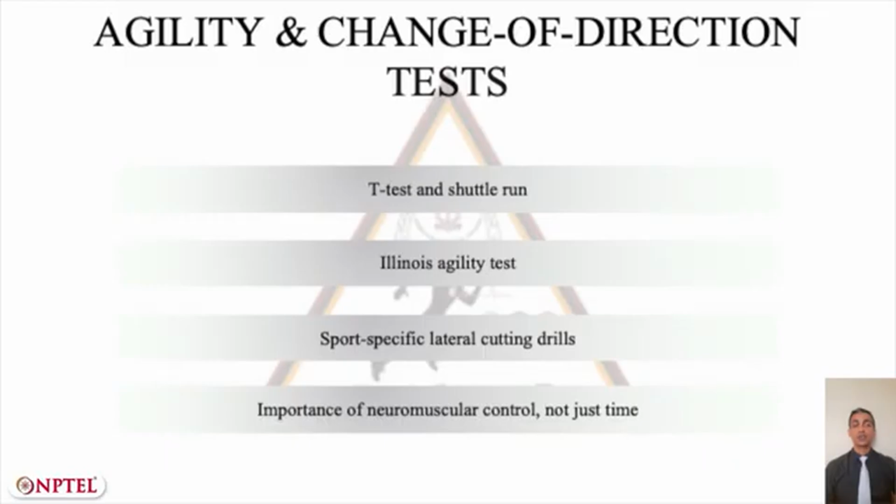Shuttle run is used to assess acceleration, deceleration, and directional change efficiency. Poor times or loss of form during cutting indicate inadequate power or stability. Symmetry between sides should also be checked. The Illinois Agility Test is used to measure whole body agility, anaerobic capacity, and coordination in sports like movement. Longer times indicate deficits in agility, coordination, or conditioning.